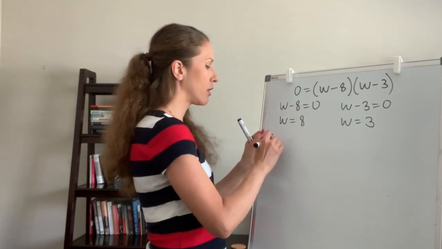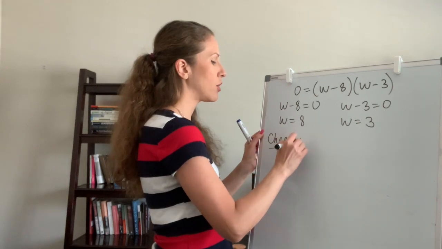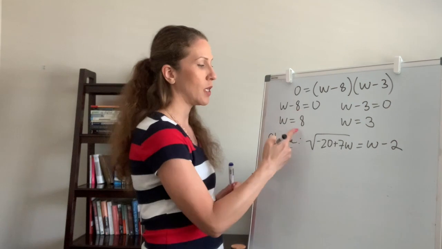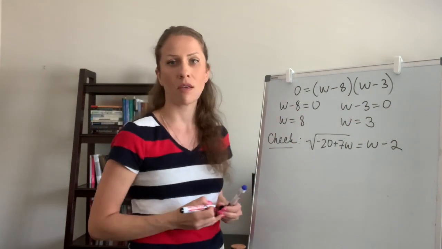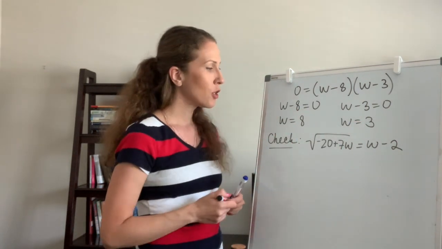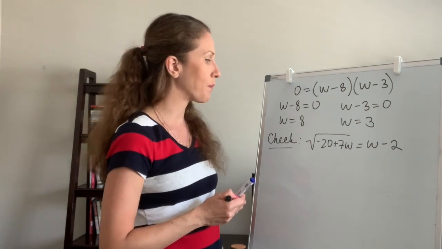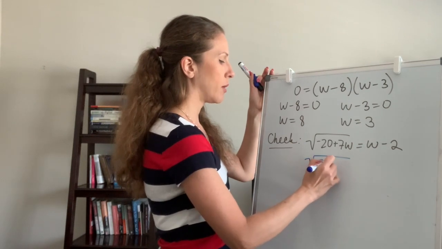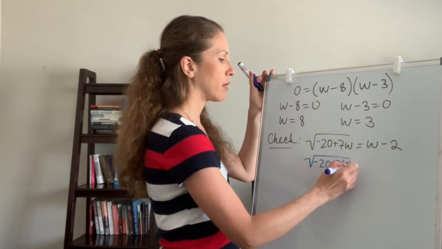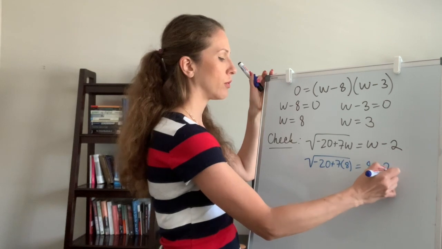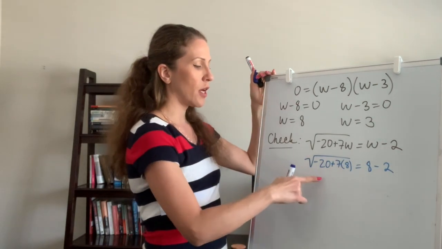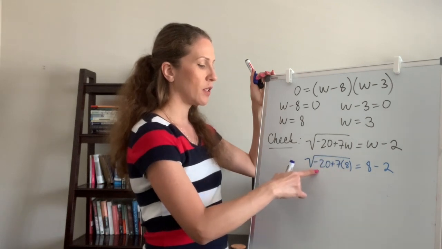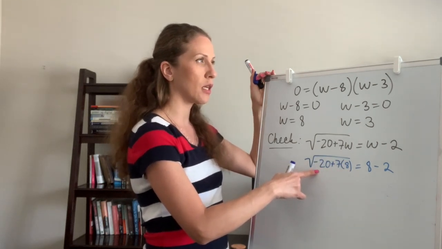So to check, I will take the original problem. I'm going to replace each w, first with 8, and then the second time with 3, and see if the left side is actually equal to the right side. So let's replace each w with an 8 now. That means we have the square root of negative 20 plus 7 times 8 equals 8 minus 2. So here under the radical you have 7 times 8, which is 56. And 56 minus 20 is 36.